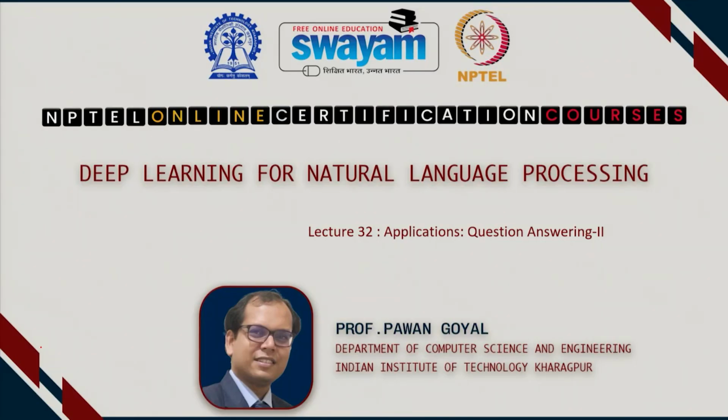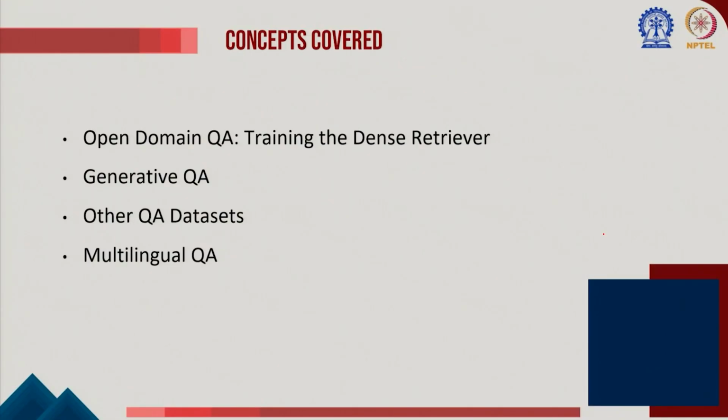So we have been discussing applications. We started with question answering in the last lecture, and we will continue with question answering in this lecture. These will be the topics. We will talk about open domain QA and how you train the dense retriever. We talked about the dense retriever in the last lecture, but how we really train that model is what we will start with. Then we will ask whether we can also solve question answering in a generative paradigm. So we will briefly discuss generative question answering, and then we will talk about other QA datasets, in particular a bit on multilingual question answering, and that is where we will end the question answering topic.